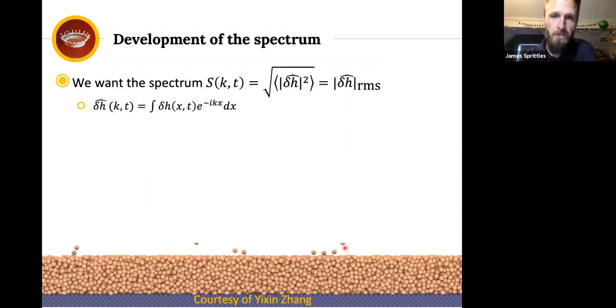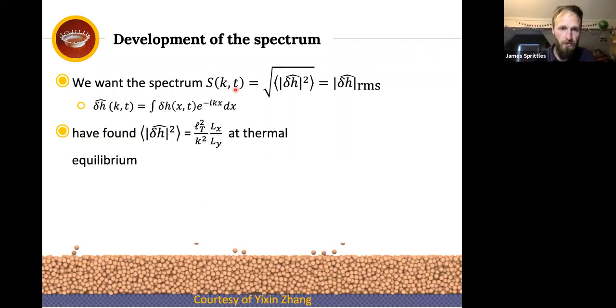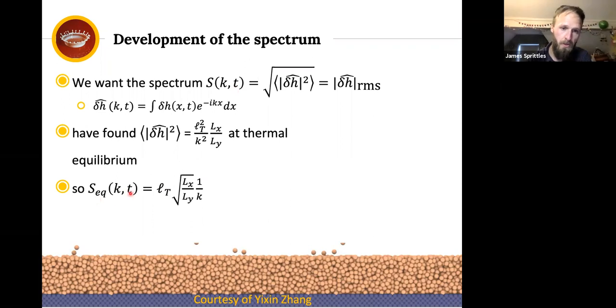What we're going to be interested in throughout the talk is the spectrum, which has this mathematical form. You take the Fourier transform, modulus squared, average, square root. Essentially, we can think of it as telling us how waves with some wave number k grow or shrink in time. What we've just figured out is that in equilibrium, we have this expression, so it goes like 1 over the wave number. I should say this is known as capillary wave theory.